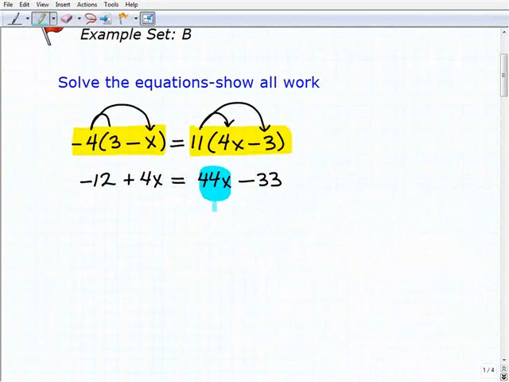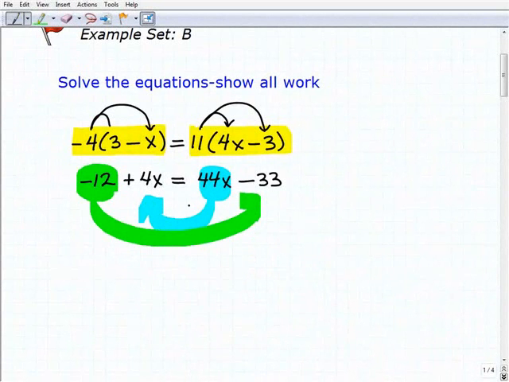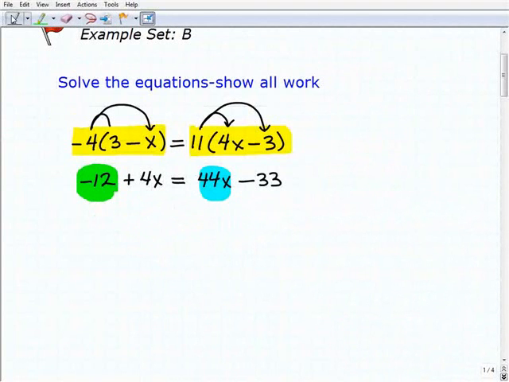So what we're going to do now is move our variable terms to the left. We're going to move this 44x over here, and then we're also going to move our numbers to the right-hand side of the equation. Let's go ahead and do that. Let's start with the variable term first. So I'm going to subtract 44x. Let me get rid of these colors here, I just don't want to have too many things going on. All right, let's move that 44x over to the left-hand side. So we're going to subtract 44x from both sides of the equation.